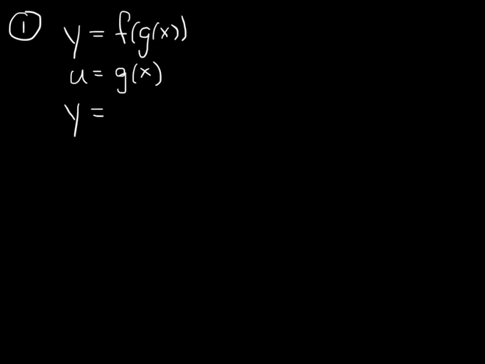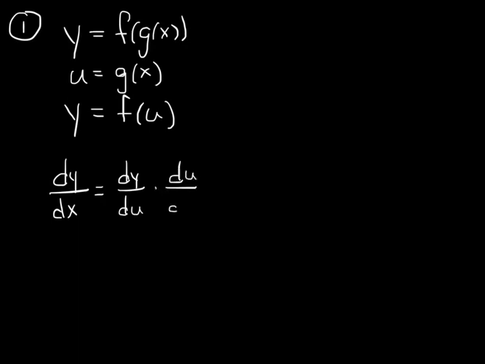So I'm going to demonstrate now how to use the chain rule, but using two different types of notation. So let's start off with our y expressed as this composition of functions. And we're going to call g(x) u, which means that y can be written instead of f(g(x)) as f(u). Then the derivative of y with respect to x is going to be the derivative of y with respect to u times the derivative of u with respect to x.